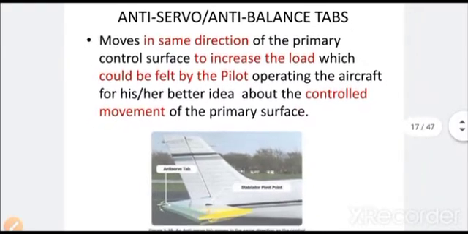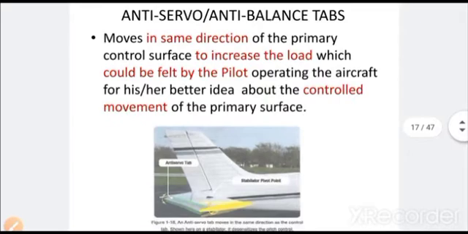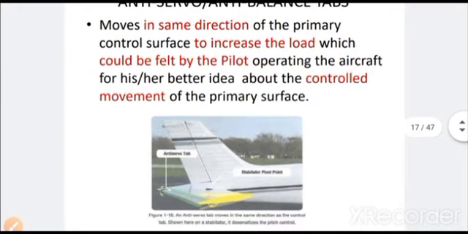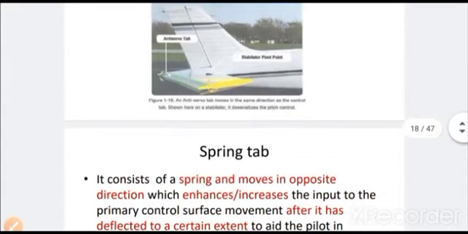Okay, so this is like a resistance offered in the motion of the control stick, in order to give a feeling of to what extent they are actually moving the tab.